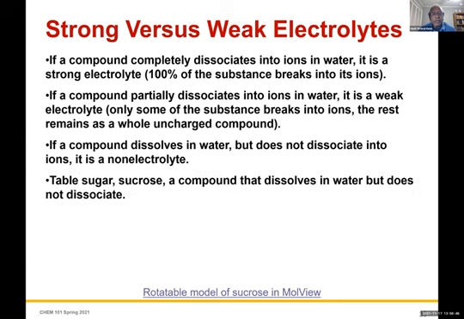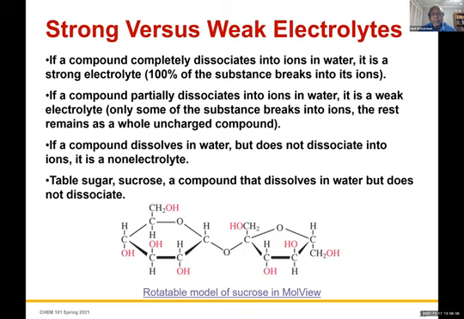We talked about table sugar, sucrose, which dissolves in water but doesn't dissociate. Therefore, it is a non-electrolyte. The sucrose molecule is shown here. Sucrose is made of glucose and fructose. Fructose is a 5-membered ring on the right side, and glucose is a 6-membered ring. Since sugar is full of OH groups, which are dipoles, it dissolves in water through hydrogen bonding.